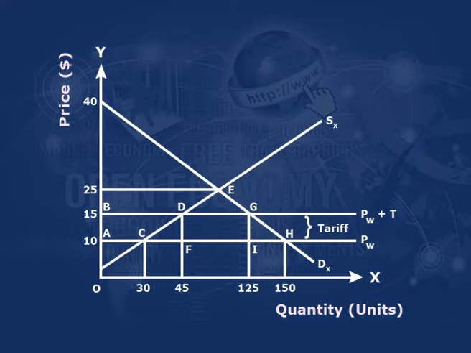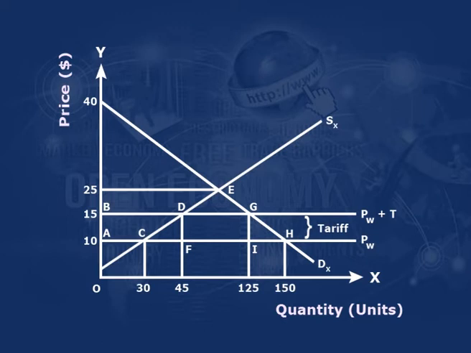In the autarky situation, E is the autarky equilibrium point at which the price of commodity X is $25 per unit. Now, we assume an international price of $10 per unit. This is shown by the Pw line. This is the perfectly elastic foreign supply curve of commodity X to nation A under free trade condition. It means that nation A cannot affect the international price.